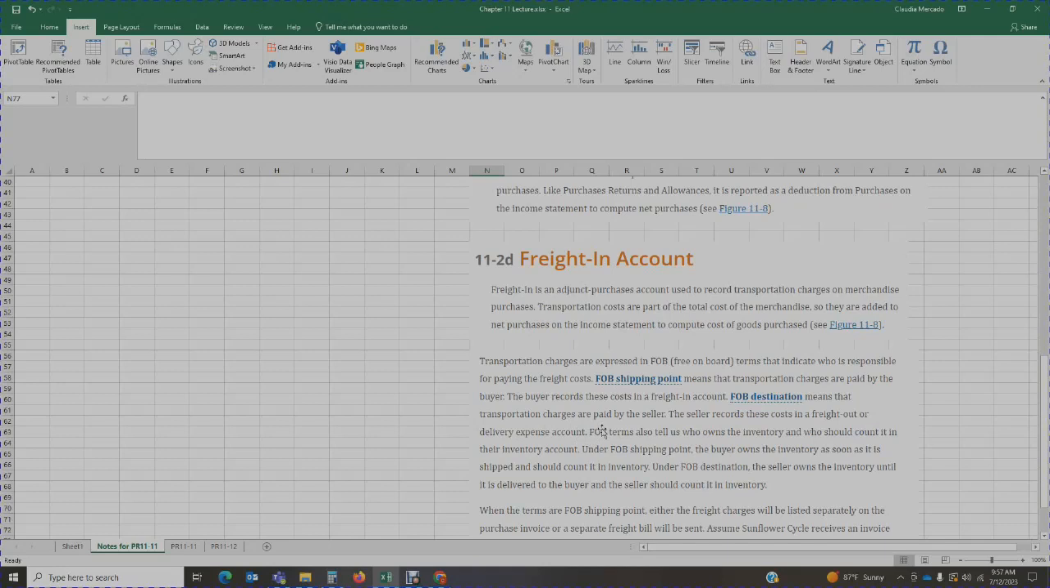So if the term of the invoice reads FOB destination, then we don't have to worry about it. The seller pays for those charges. Okay, and the seller records these costs as a freight out or a delivery expense account.